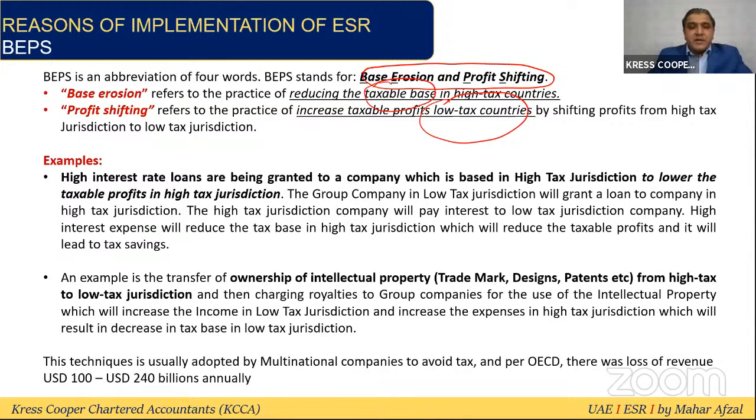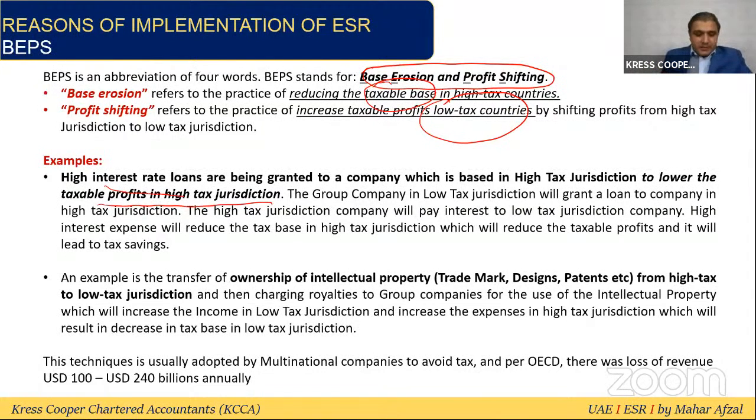Examples of BEPS are that high interest rate loans are being granted by a company which is in a high tax jurisdiction to lower taxable profit in the high tax jurisdiction. There's another example as well, that ownership of intellectual property is being transferred from the high tax jurisdiction to the low tax jurisdiction to increase the taxable base in the low tax jurisdiction and to decrease the taxable base in the high tax jurisdiction.